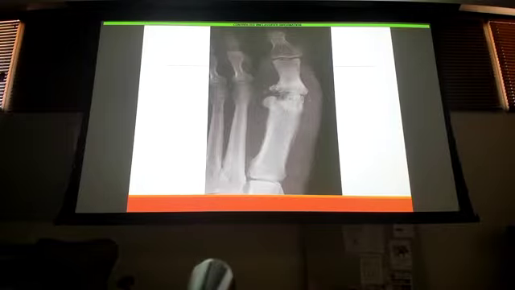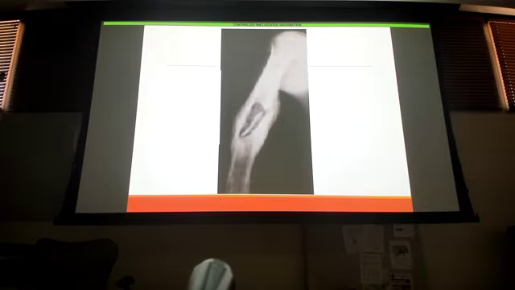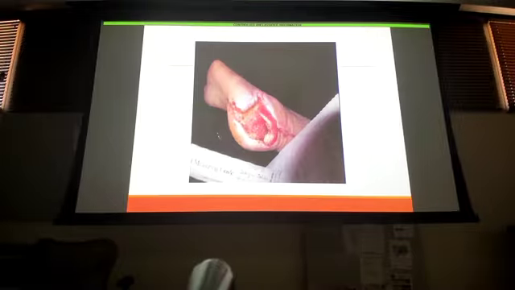Just some more X-rays of osteomyelitis. They show you how it gets into the bone, can create an abscess, and be a terrible eating away at the bony tissue. It's a big ulcer, right?